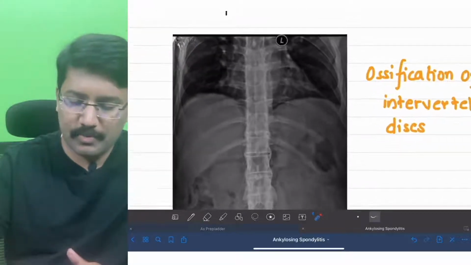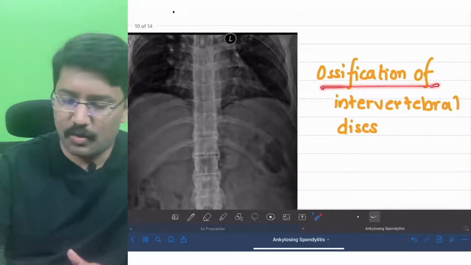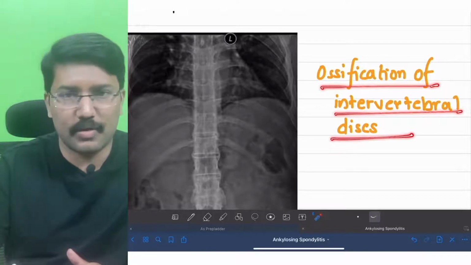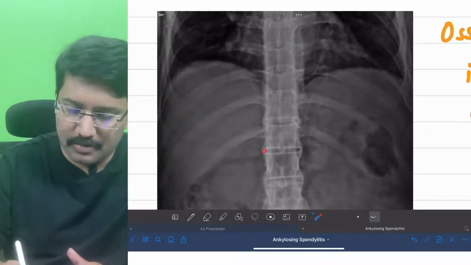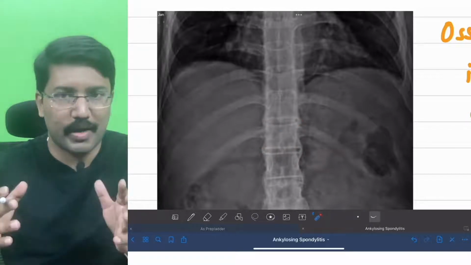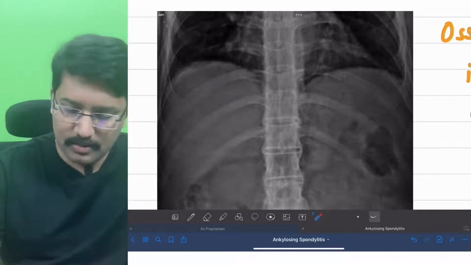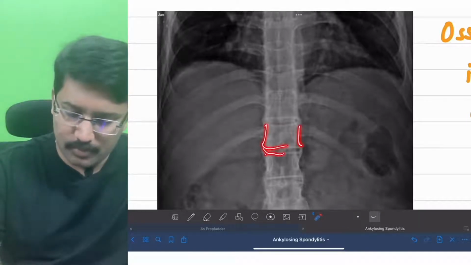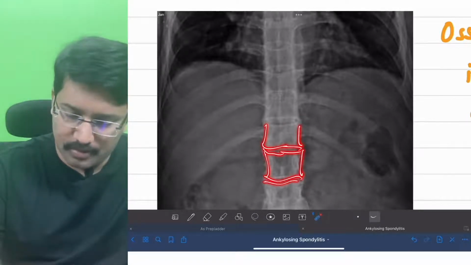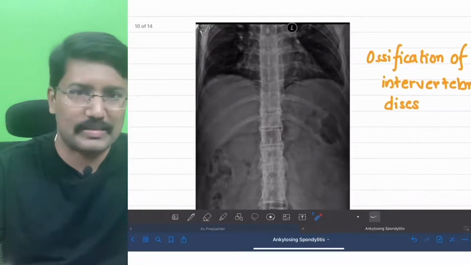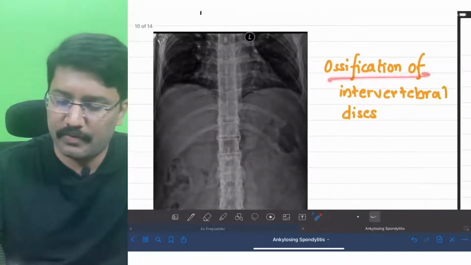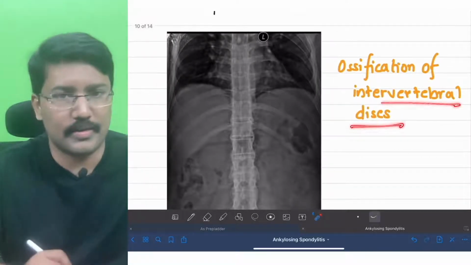What is bamboo spine? There is ossification or calcification of intervertebral discs. You can appreciate the calcification of the intervertebral disc, and because of that, when you look at the spine on the X-ray, it looks like a bamboo tree. That is why this is known as bamboo spine. So the bamboo spine sign is because of the ossification of intervertebral discs.